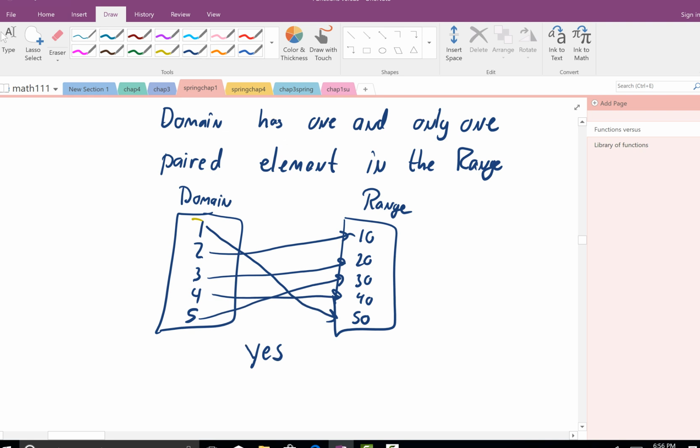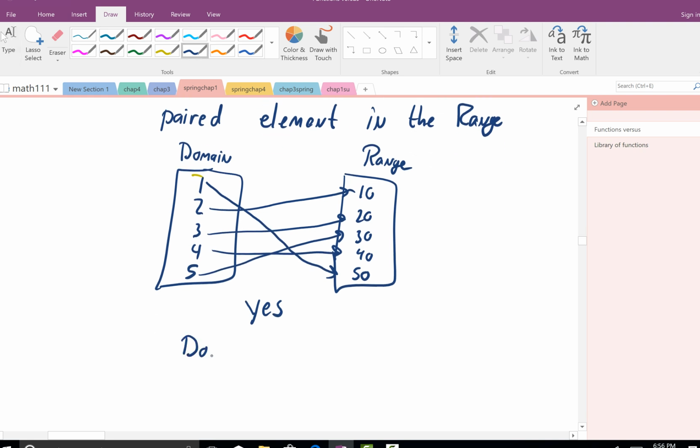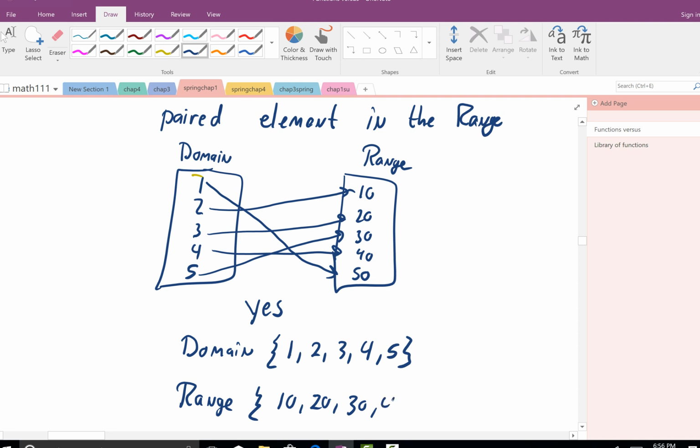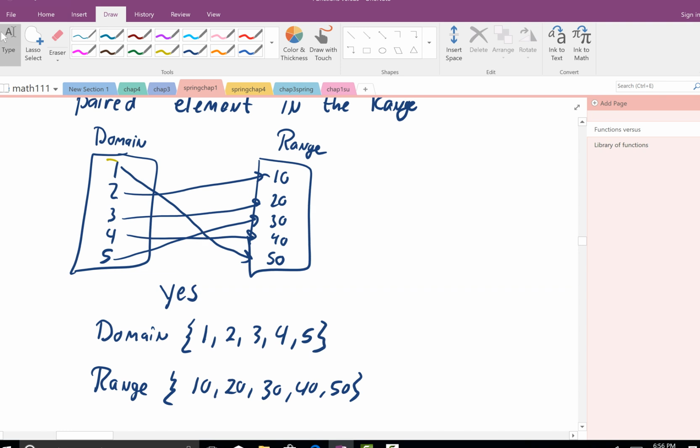And if somebody said, can you list out the domain? Then you would go 1, 2, 3, 4, 5. That's what the domain is. And if somebody says, can you list out the range? Sure. 10, 20, 30, 40, 50. There's the domain, and there's the range listed out. Input, output.